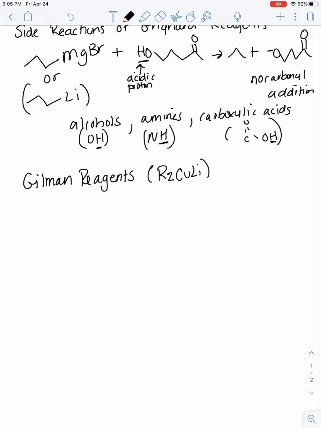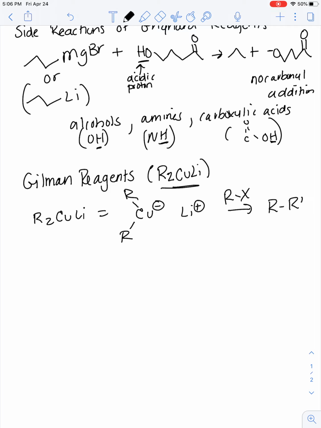So why these are useful. If you want to couple two R groups together efficiently, we can do it by using this organocopper reagent. So this again would be your organocopper reagent. Our Gilman is shown like this. What actually happens is we're going to have lithium plus charge, we have our copper as a minus charge, and then you would add some alkyl halide to it, and we would have coupling of our two groups. So we would call one of these R prime. So you're taking one of these groups and you're coupling it with the chain on that alkyl halide.